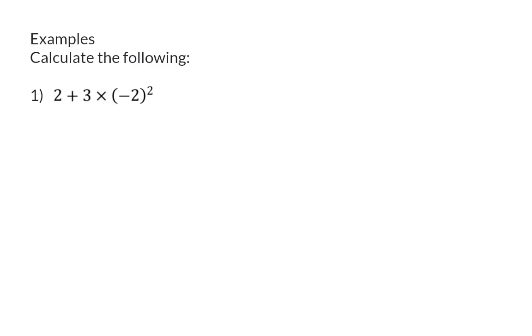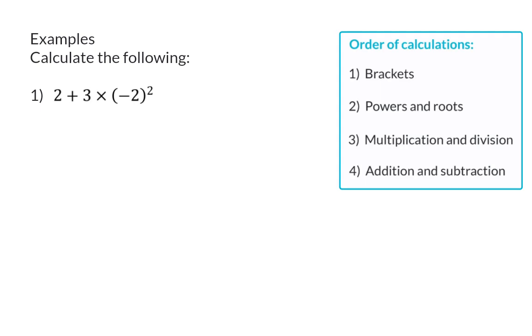Calculate the following. In number 1, we need to start by deciding which calculation to do first. In this question, we have a bracket with a power, and that is where we will start. So in the first step, the 2 plus 3 stays just like that, and minus 2 squared is 4. So we need to multiply by 4.